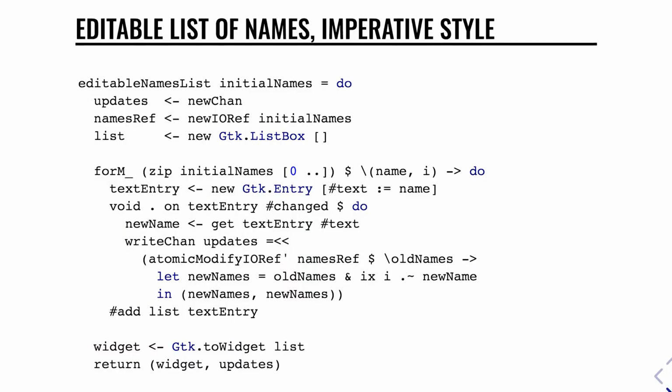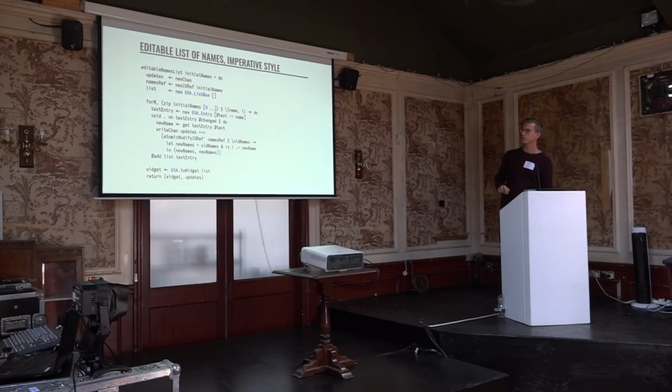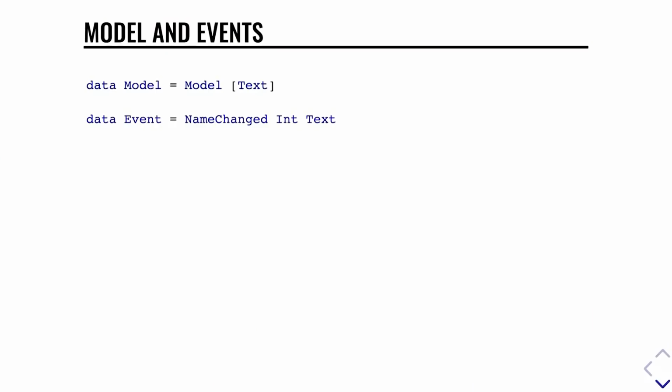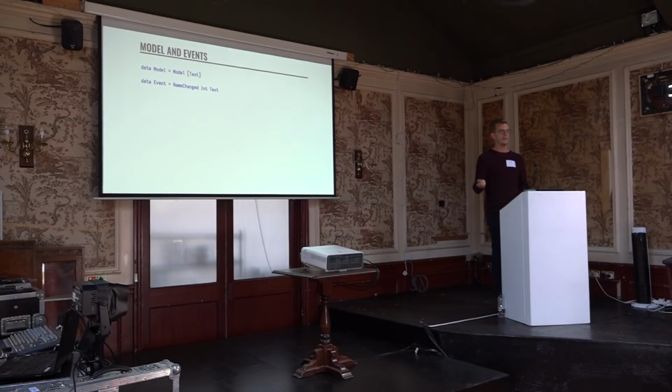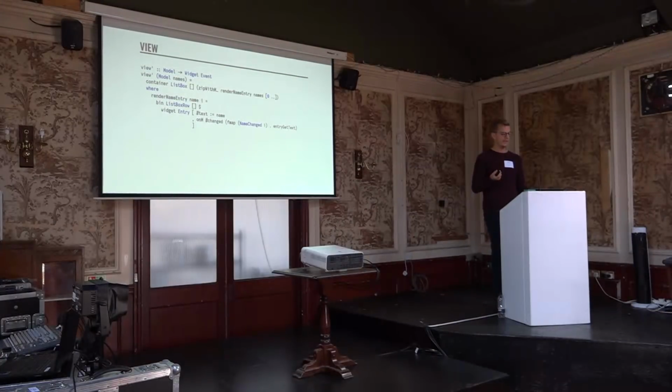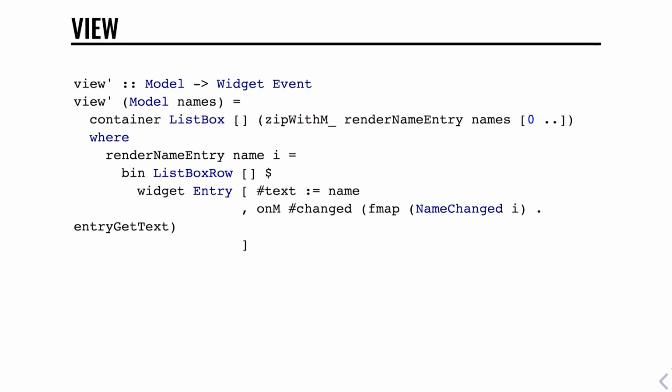If you remember the abomination, we will use the same approach. So our data model is just a list of text values. The event that can happen is that a name changes at a specific index with a new text value. The view function takes our model of names, creates a list box, zipping the render name entry function over the names and the indices that are possible.